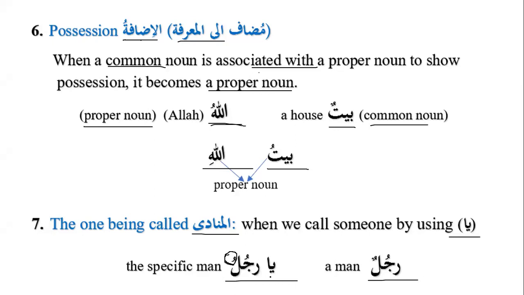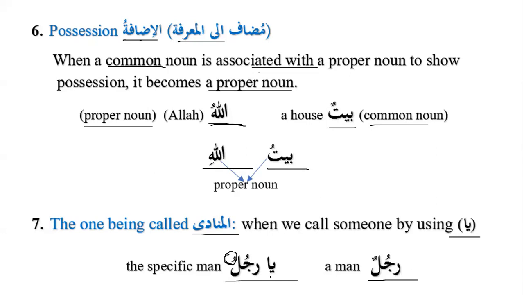So from the beginning, we have seen that these are only 7 categories. So these 7 categories, when we talk about them, then we will say that the noun is ma'rifa, or it is definite. Number 1, when we add al. Number 2, ismi alam. Number 3, ad-damair. Number 4, asma'ul ishara. Number 5, asma'ul mawsula. Number 6, mudaf ila al-ma'rifa. And number 7, al-munada. Is there any question?